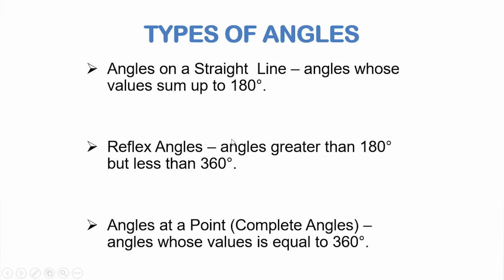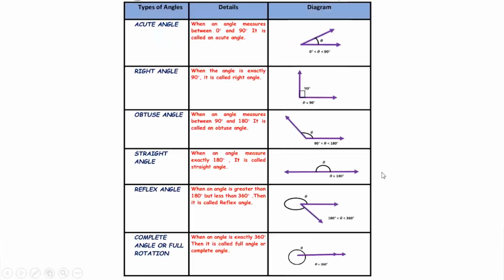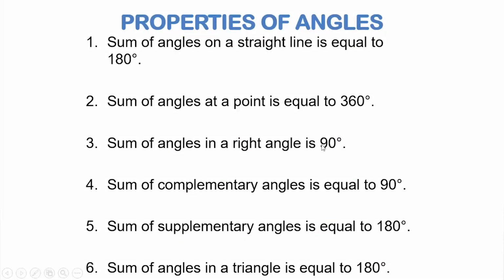I am giving this recap because what we'll do today requires that you recall all these things that we learned the last time we treated angles. We looked at reflex angles, angles that are more than 180 but less than 360. Then we looked at angles at a point, which are complete or revolution angles, angles whose value is equal to 360 degrees. Then we looked at properties of angles.